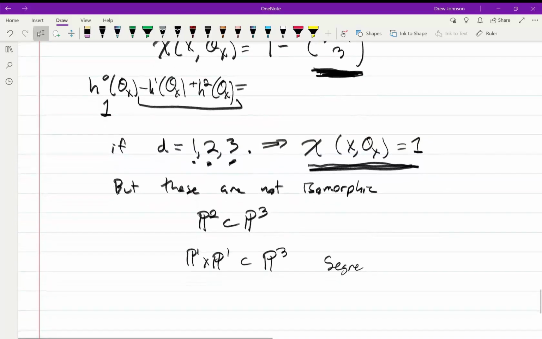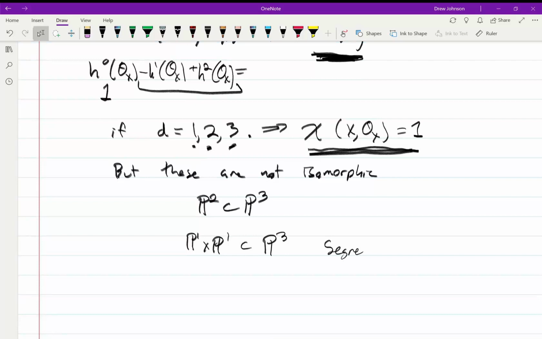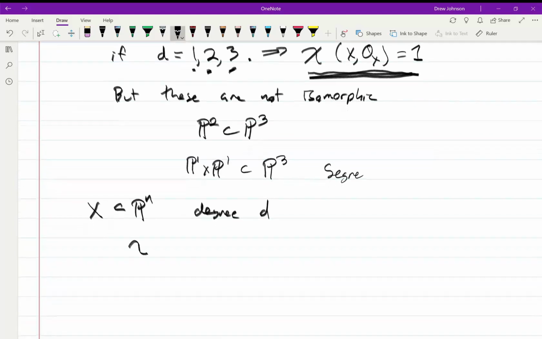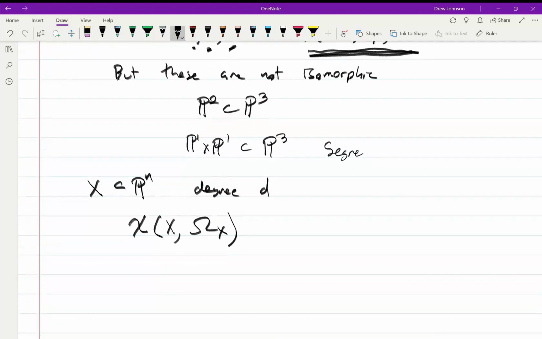Okay, let's look now at something that will help us tell these apart. In general, let's look at X, a hypersurface in P^n of degree d, as we've been looking at, and let's now compute the Euler characteristic on X of the cotangent bundle. This will give us a nice invariant, because the cotangent bundle is defined for any variety, so this doesn't depend on any embedding or anything. So how can we compute this?